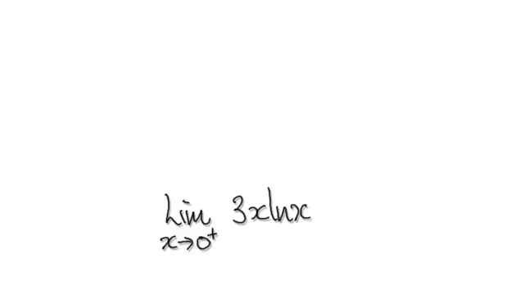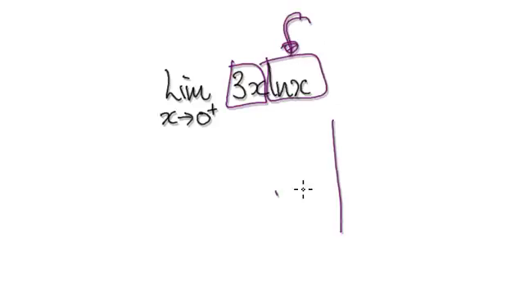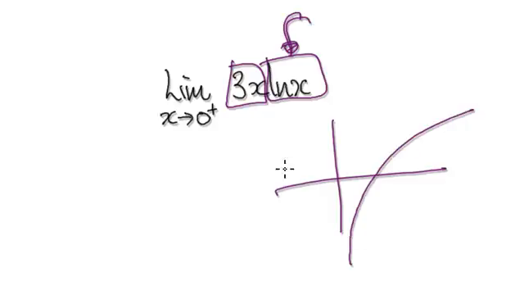Okay, let's give you guys some more practice. So work out the limit of this as x tends to 0 from the right hand side. Okay, so if you look at this, what you've got here is one block multiplying another block. If you look at this block, you've got natural log, which looks like this.